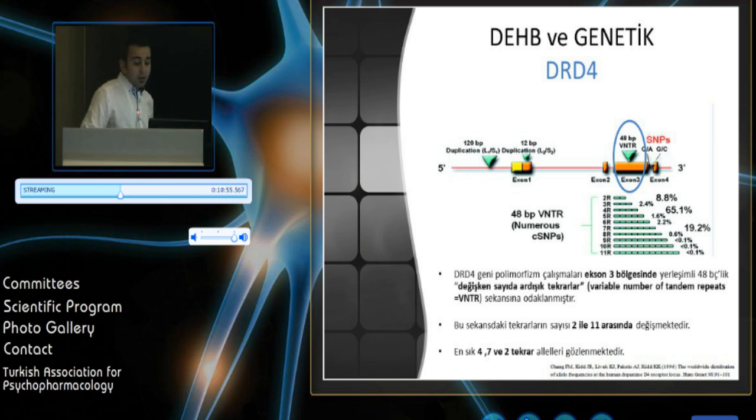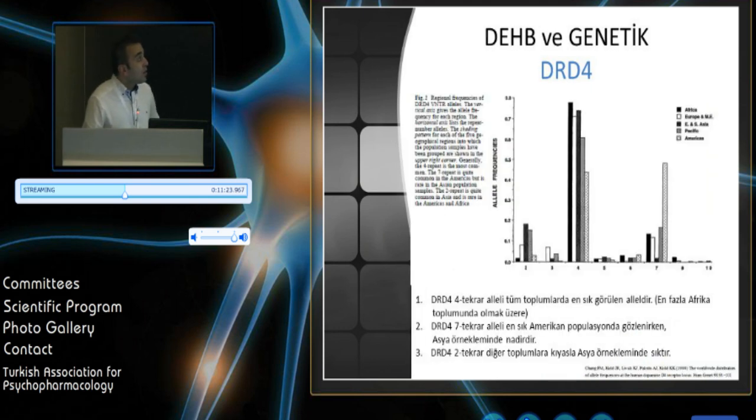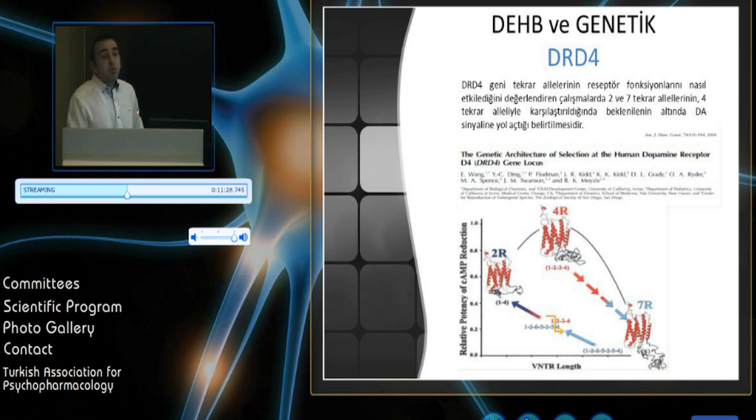Where exactly in DRD4 were the studies carried out? In exon 3, consecutive sequences were focused on. As you can see on this sequence, there are different repetitions between 2 and 11. The last one is 4 repetition. 4 repetition is what we see most frequently throughout the world, and then come 2 and 7. This depends on the individual though.